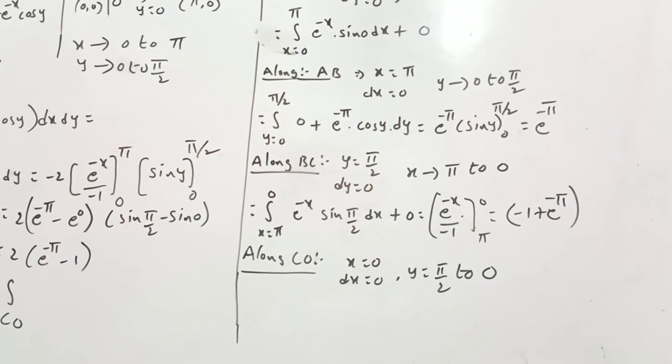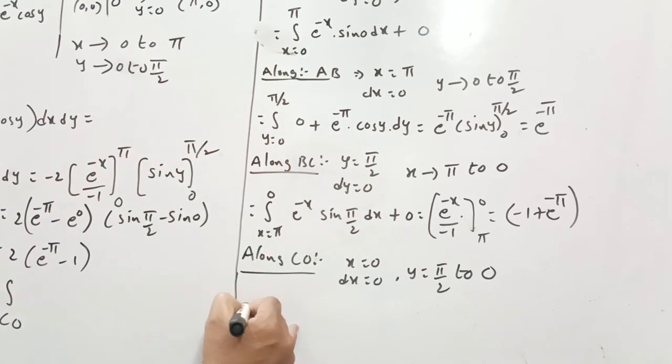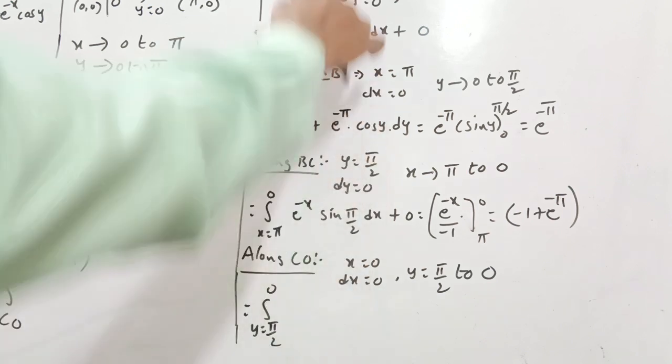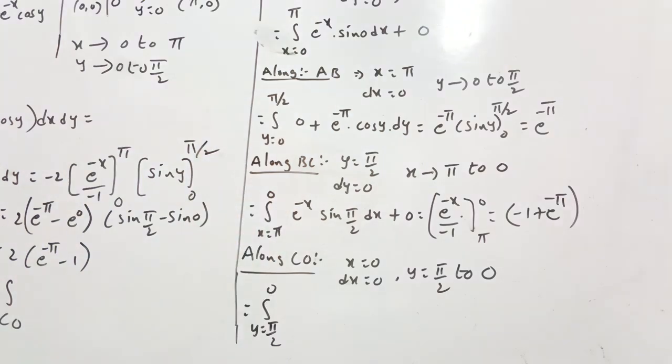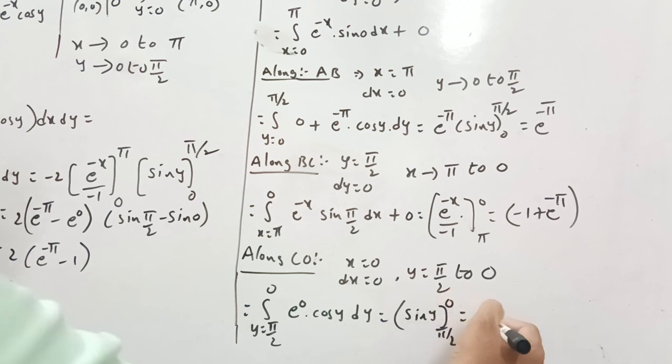Now, how to solve here? With y from pi by 2 to 0 and x equal to 0, the first part is 0. Then e power x is e power 0 into cos y into dy. E power 0 is 1, and the integral of cos y is sin y, with limits pi by 2 to 0. The upper limit 0 gives sin 0, and the lower limit gives sin 90, so I got minus 1.